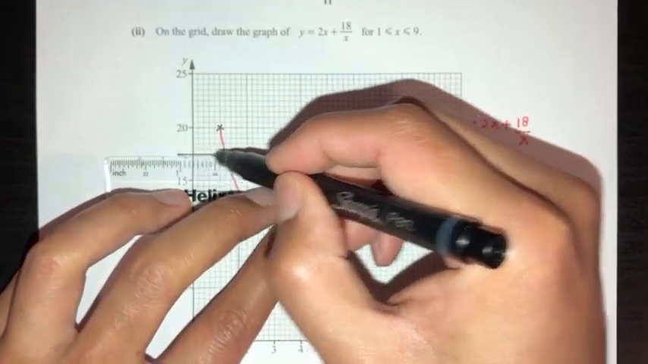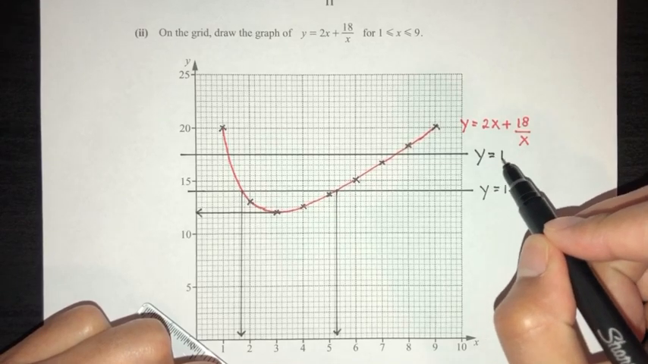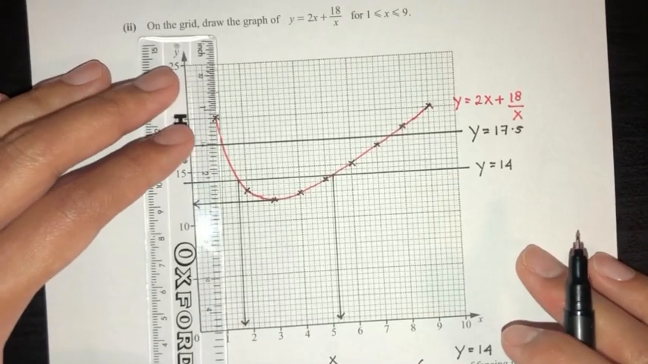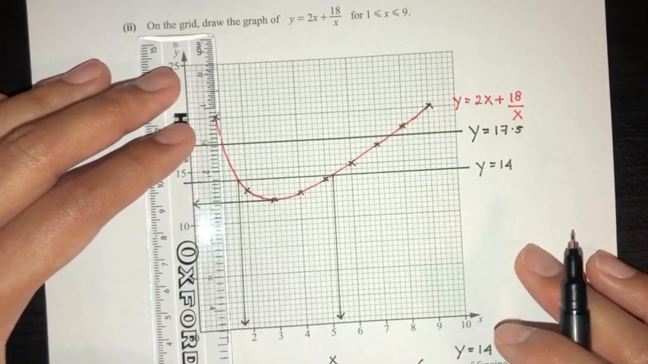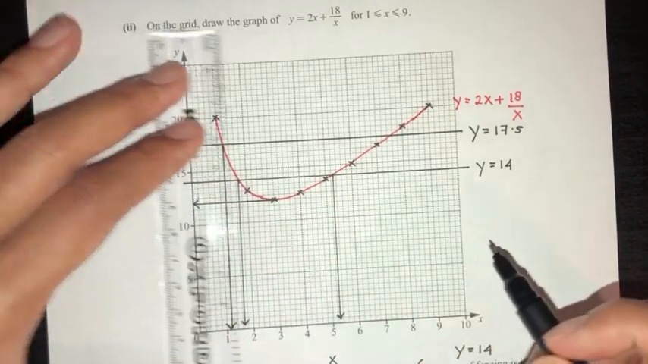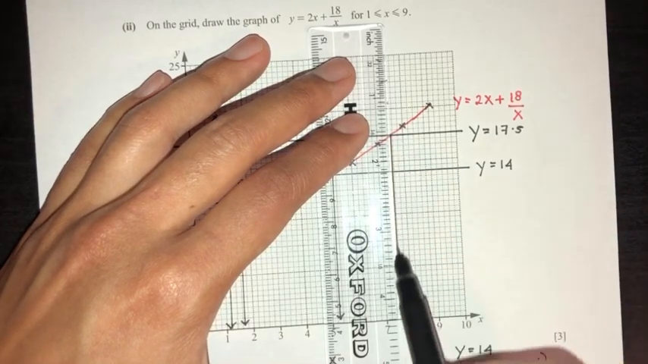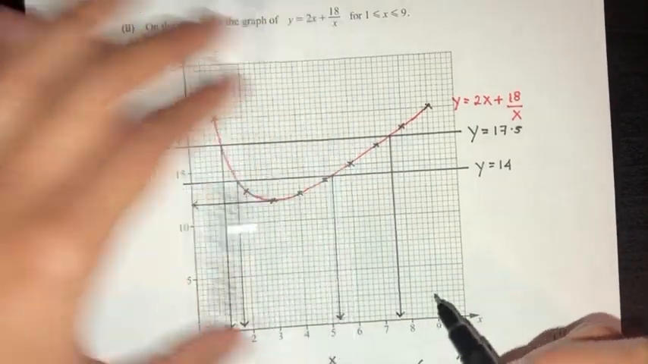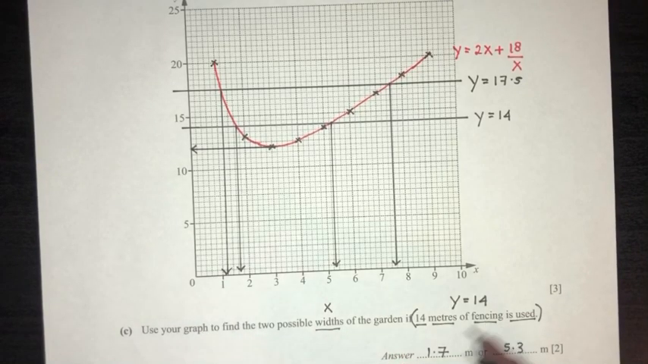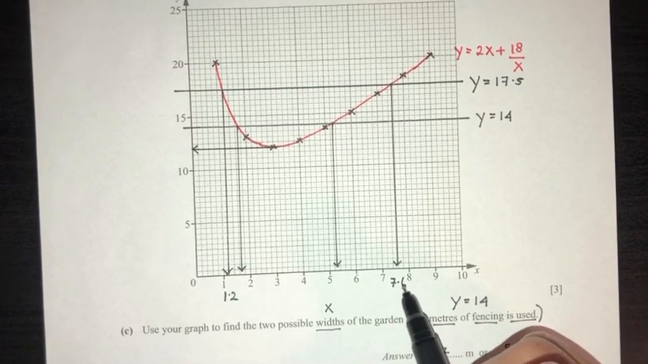Now we have to draw a line here. This is your value of y, 17.5. Now you can see it meets the curve at 2 points. The first value will be this one, and the second value will be this one. So basically this is the range where she can buy, right? This is 1.2 and this is 7.6.